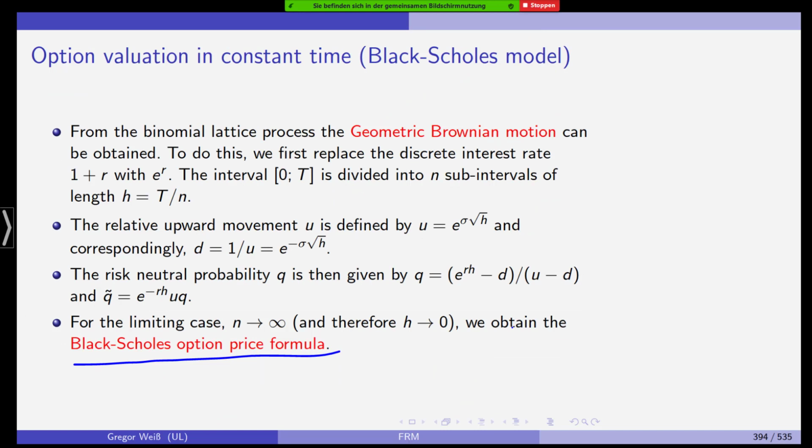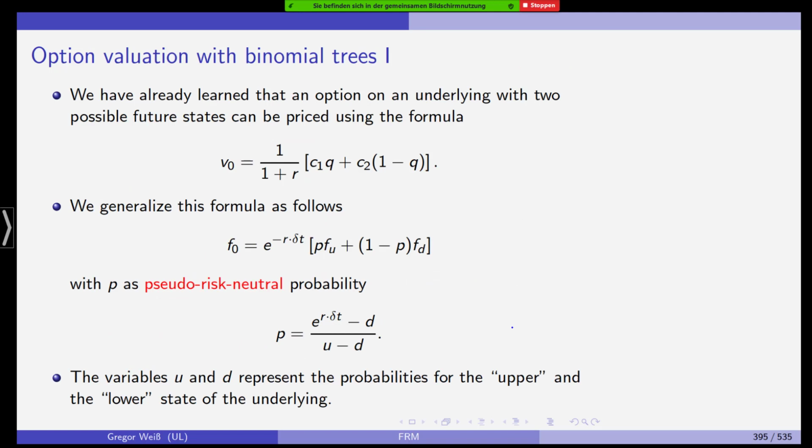Okay, so that's the binomial model. We will now use it to price using binomial trees. We've already learned that an option with two potential future states can be priced using risk-neutral pricing, C1 times Q plus C2 times 1 minus Q, discounted with the risk-free rate.